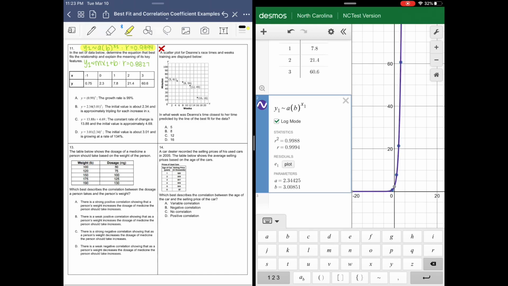So we also want to know what is the equation, right? We've got A is 2.34, so that would be Y equals 2.34, your A value. The base is 3.00 or 3.01 to the power X. So that fits option B that says this equation, the initial value is about 2.34 and is approximately tripling for each increase in X. That approximately tripling means your base, the number you're multiplying by, is about 3, right? If we're multiplying by about 3 each time, that means we're basically tripling each time. So that is option B.